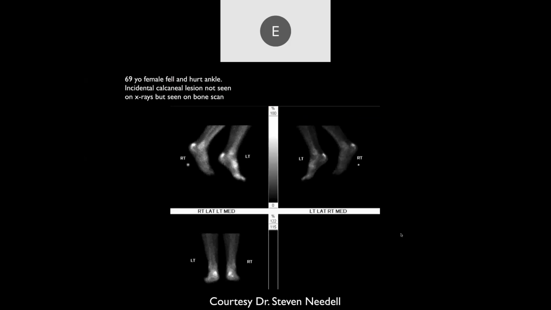Okay, 69-year-old female, fell and hurt ankle, incidental calcaneal lesion, not seen on x-rays, but seen on a bone scan. Yeah, we see these bone scans with uptake in that retrocalcaneal region bilaterally.